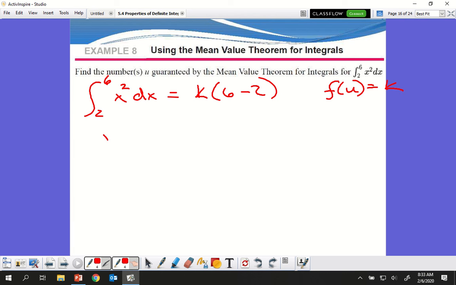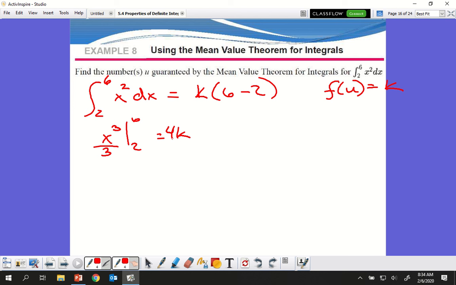So this is going to be x cubed over 3 from 2 to 6, right? And that's going to be equal to 4k. Yeah, there we go. All right, so top minus bottom. Where'd you get 4? Oh, delta x. So 6 minus 2 is going to give me 4. Right? Okay, good. Like I said, I'm not very good at basic math.